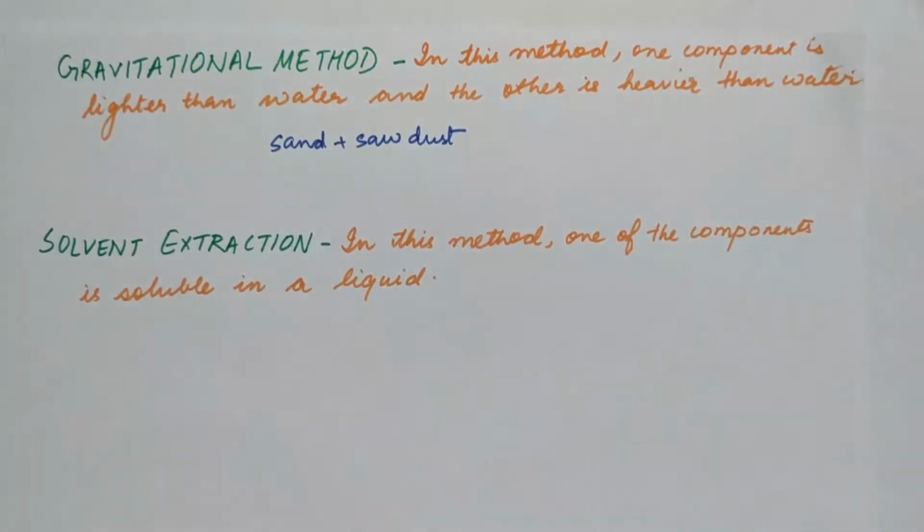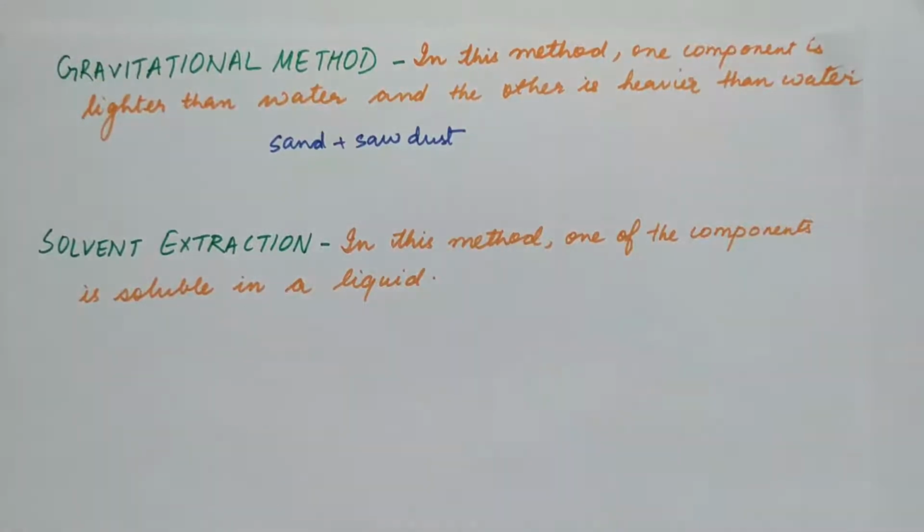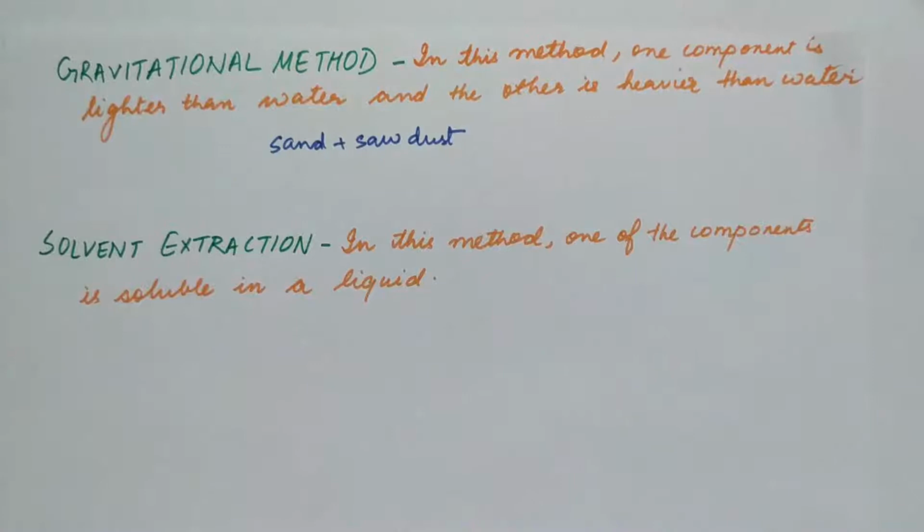We can remove them separately because the sawdust can be easily collected from the top and the sand settles at the bottom. Then we can dry them and make them useful to us. So the gravitational method uses gravity: the heavy particles settle down because of gravity.